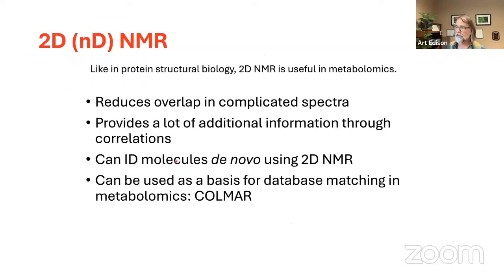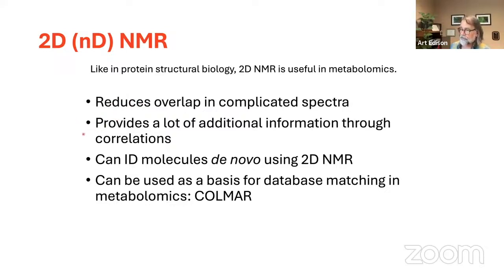I do want to introduce, in just one slide, basically in one picture, the 2D NMR. So 2D NMR, where I say ND, because you can actually take this to 3 or 4 dimensions or more, and that's often done in protein structural biology. But 2D NMR is really useful. We're not going to talk a lot about it. We're going to talk about 2D NMR, show you techniques on the last day, but we use 2D NMR in our lab a lot. It reduces overlap in complicated spectra.